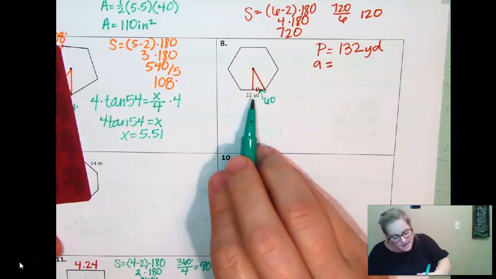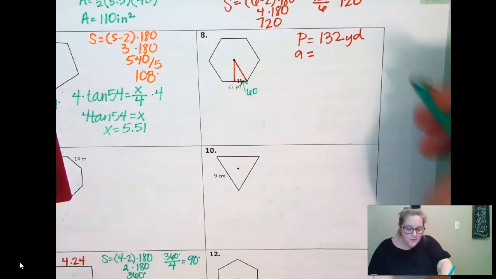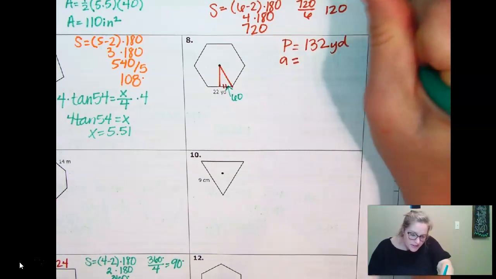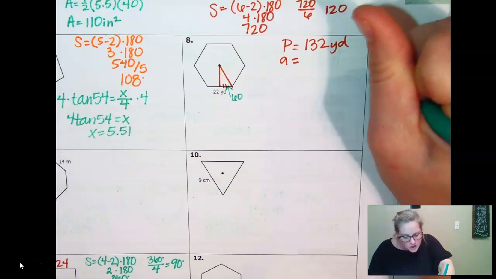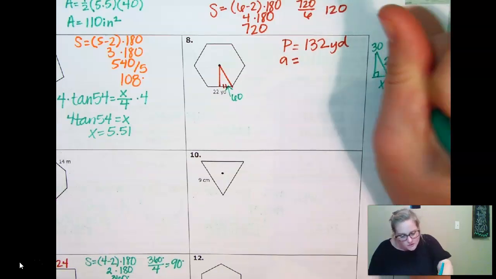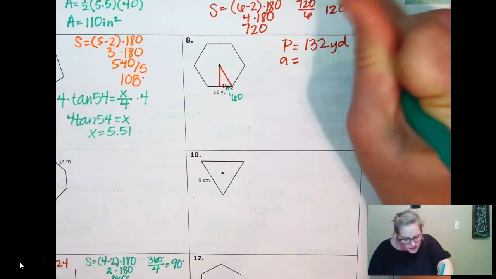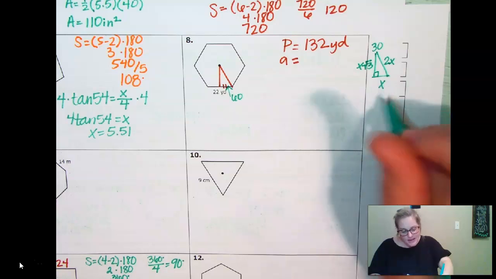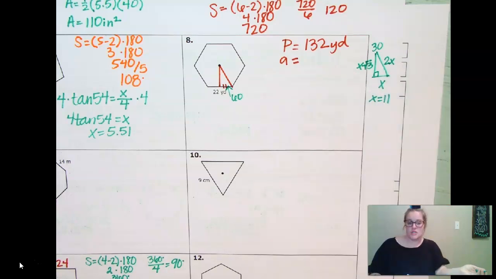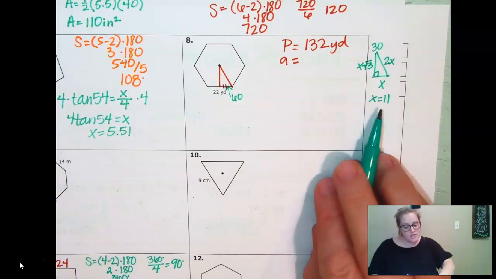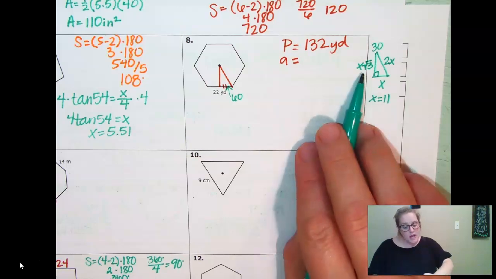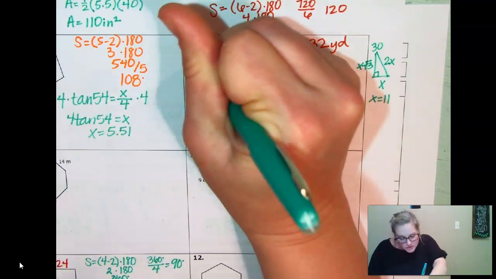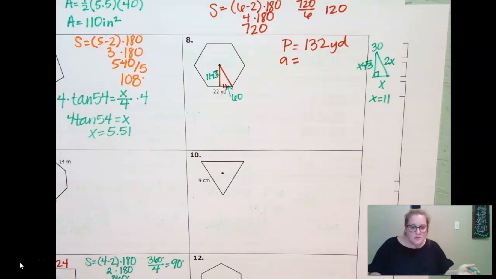Well, this is going to be x, because remember, I messed this up just a second ago. This is my 30, so across from 30 is x. Across from the hypotenuse is 2x. Across from 60 is x square roots of 3. Now, 22, we took half of that, so x equals 11, which is awesome. That's there. So to get our other leg, which is the apothem, it's going to be 11 square roots of 3.